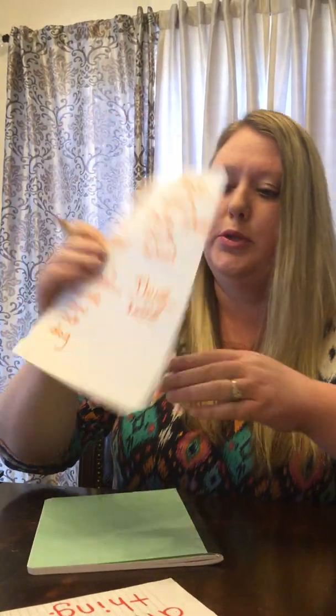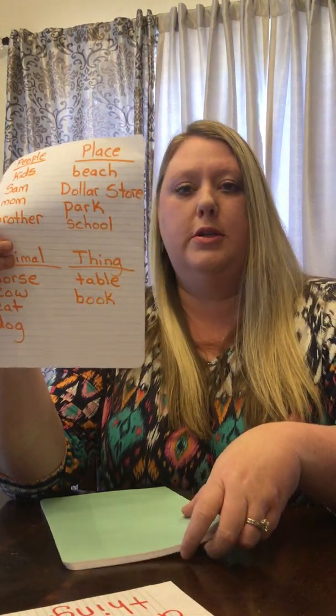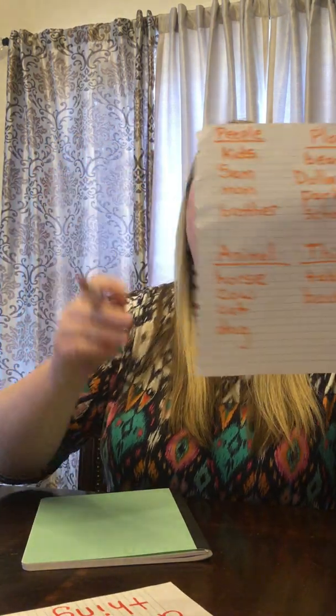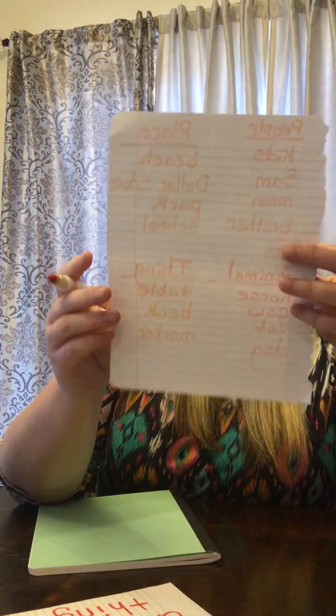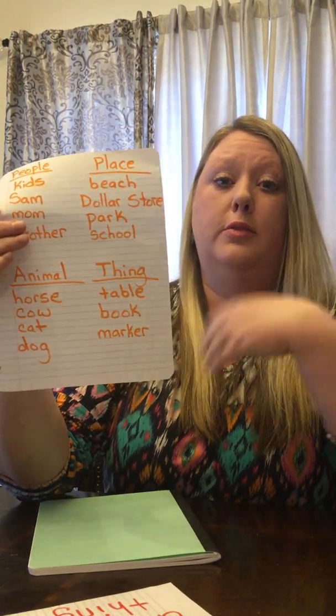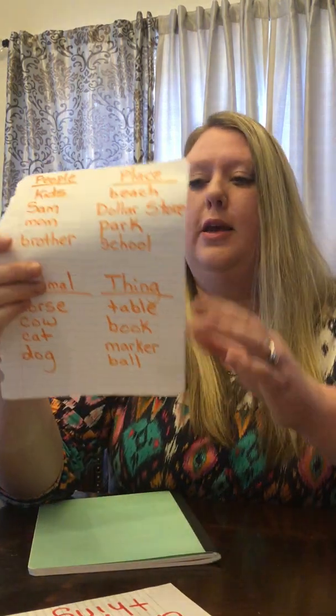I think I already said book, so I'm going to write down book. I can touch a book, so it's a thing. Ooh, what about a marker? I can touch a marker, so that is a thing. And let's see, I need one more. What about a ball? You might play with a ball at home. So ball is a thing, so it's a noun.